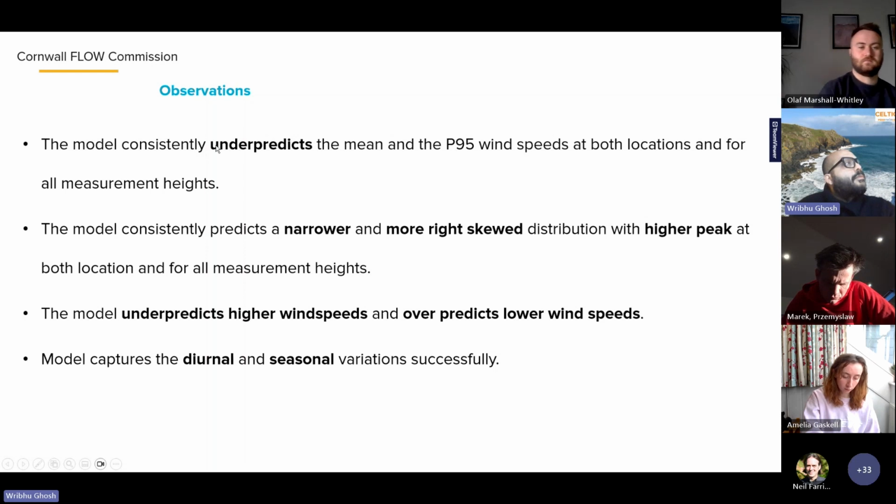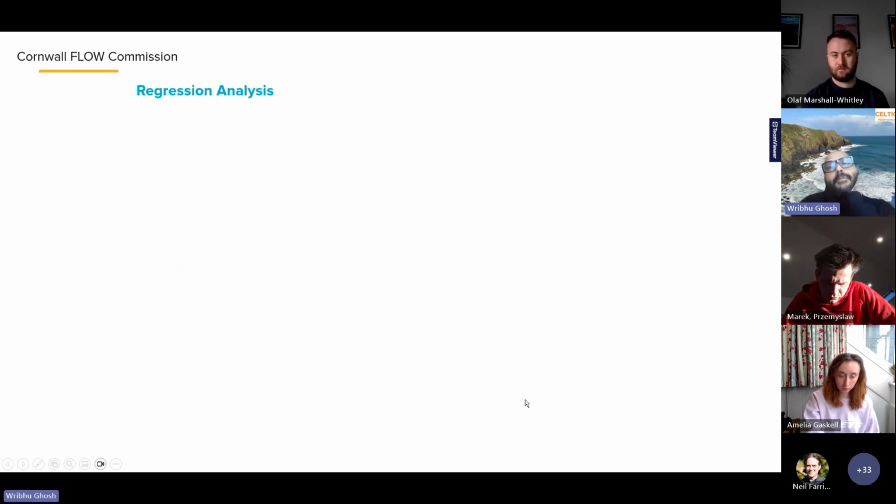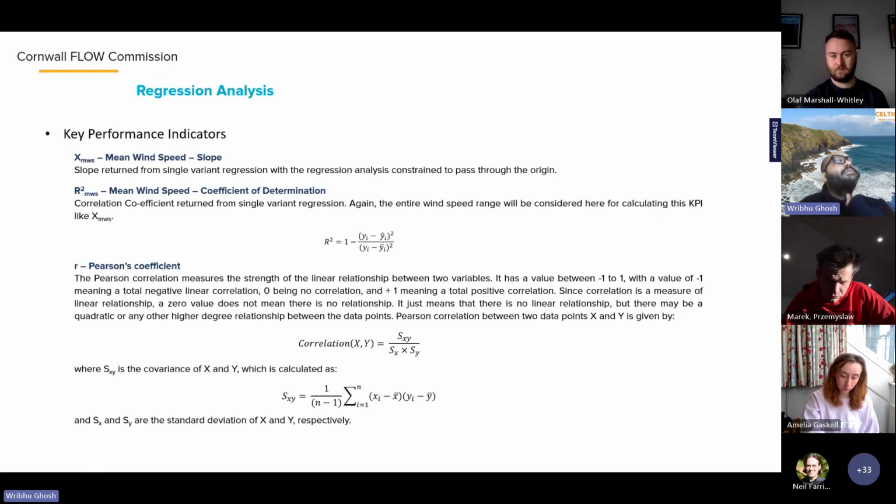These are our observations, which we've already spoken about. The model consistently underpredicts the mean and the P95 wind speed at both locations for all measurement heights, with a narrower and more right-skewed distribution with higher peaks. It underpredicts high wind speeds and overpredicts lower wind speeds, and the model captures the diurnal and seasonal variations successfully. Next, we're going to talk a bit about regression analysis.